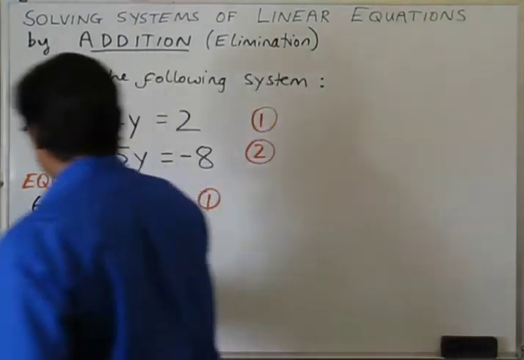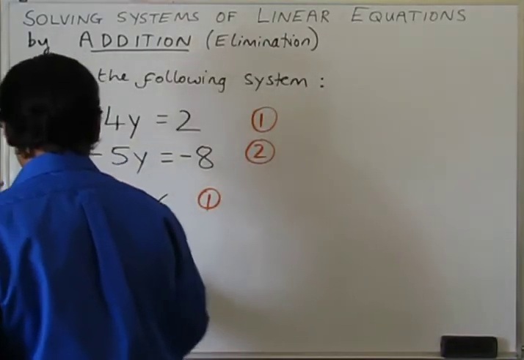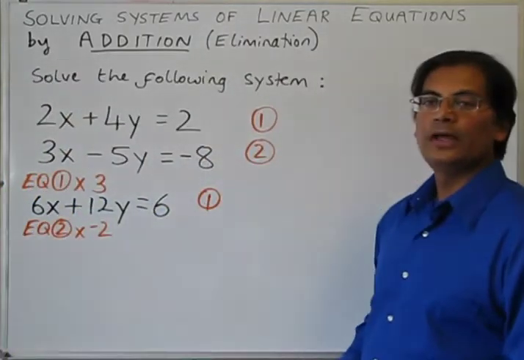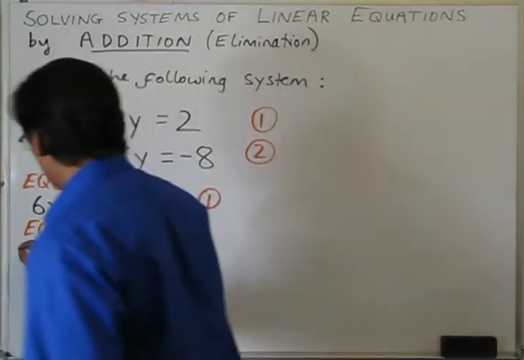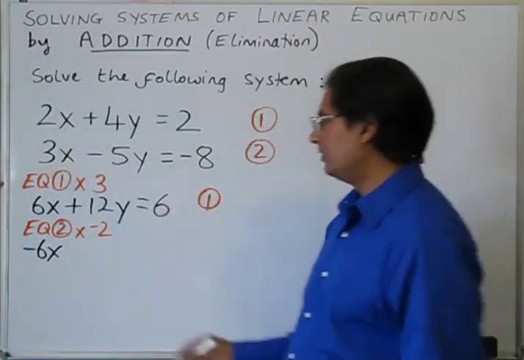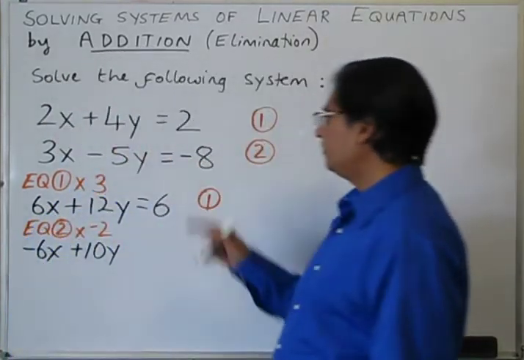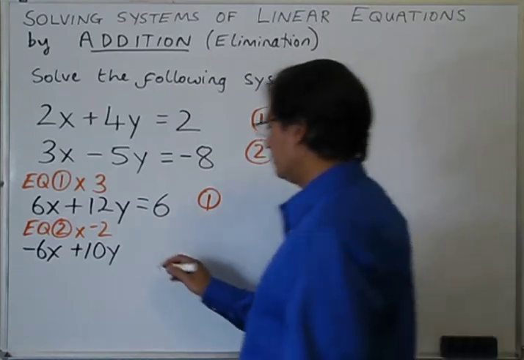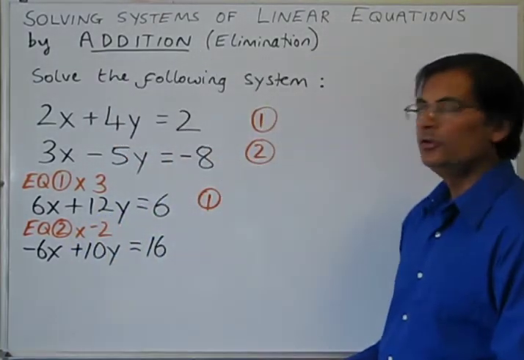So equation 2 times negative 2. If we do equation 2 times negative 2, what we end up with is negative 2 times 3x, negative 6x. Negative 2 times negative 5y is 10y, plus 10y. Negative 2 times negative 8 is 16. And that's equation 2.